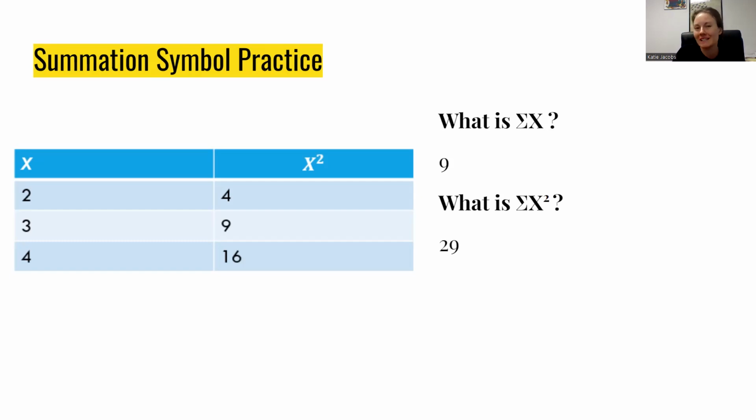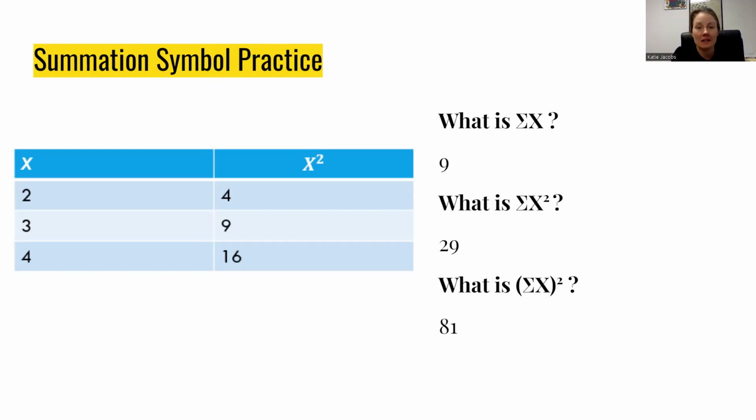So let's get a little bit tricky. What is the parentheses, summation of x, close parentheses, squared? So what do we do here? If you said that we need to add up all of our x's first, and then we need to square that number, you are absolutely correct. We know that because we did this in our very first problem on this slide, that the summation of x is 9. And if we squared 9, we would get what? We would get 81.